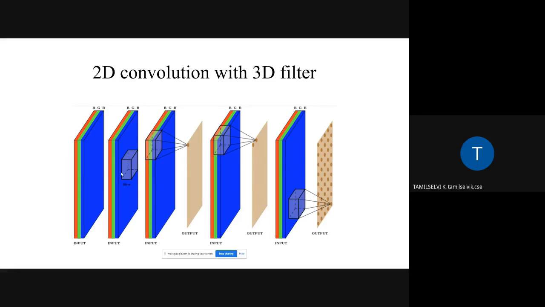If you apply it, it will scan across with the depth, but it will not penetrate into it. So it will provide only the 2D thing. So finally, you will get a matrix alone, that is, a 2-dimensional matrix alone. Hope you got the things right. So that is called the 2D convolution with a 3D filter.